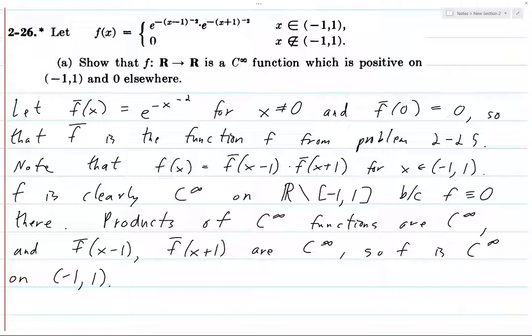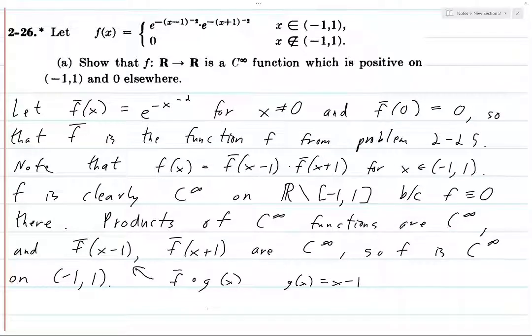And the reason that f bar of x minus 1 and f bar of x plus 1 are C infinity is that you can think of f bar of x minus 1, for example, as f bar of g of x, where g of x is the function x minus 1. And x minus 1 is a linear function, so it's obviously going to be C infinity. And so composing f bar with g gives you a composition of C infinity functions, which is C infinity by... Now, if you wanted to prove that, you would use the chain rule.